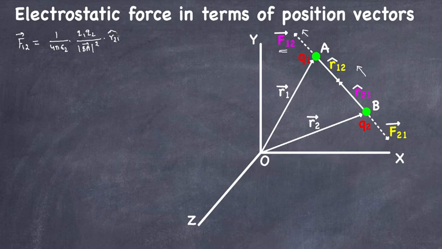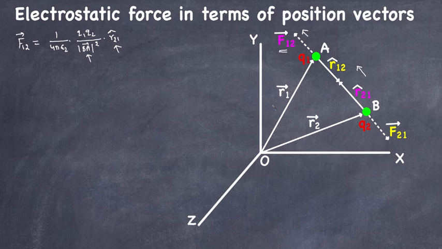R21 cap. So now we need to find the value of vector BA and the unit vector R21 and plug into this equation. That will give us the equation for electrostatic force or Coulomb's force in terms of their position vectors R1 and R2. So first of all, let's find out BA.